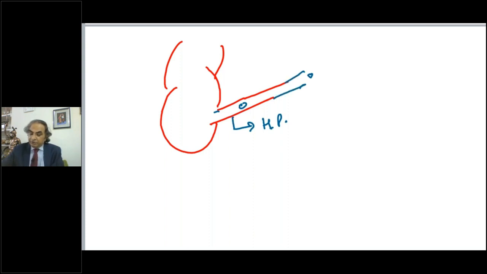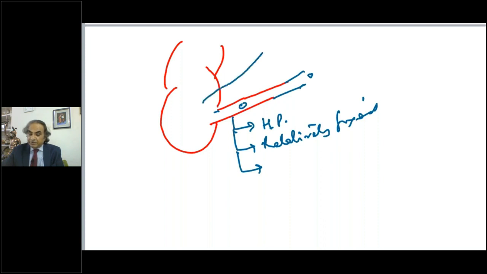It may not be possible to bring it out because it's relatively fixed, right? Third, the important aspect is, most perforations close to the ileocecal junction have this issue. The blood supply is not so good.